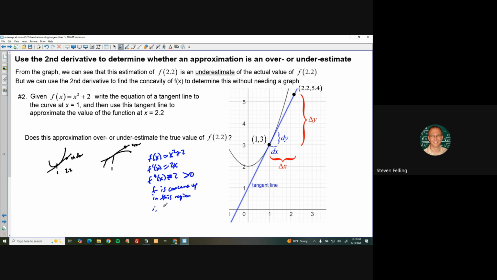Therefore, for the tangent line approximation, on the side I would probably just draw this little thing: concave up, tangent line is below, so at 2.2, we're underneath it, and it is an underestimate.